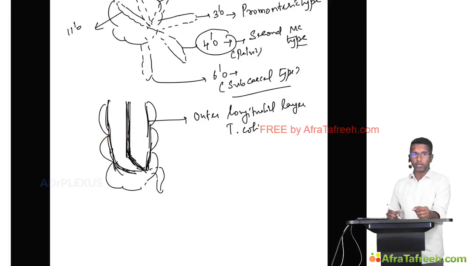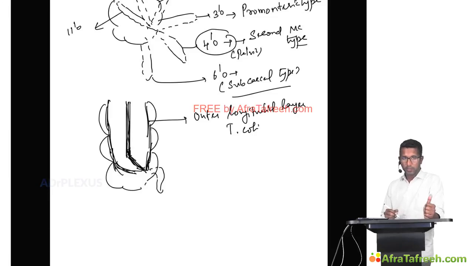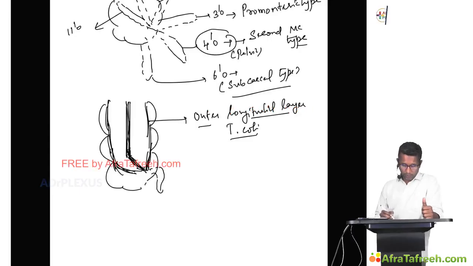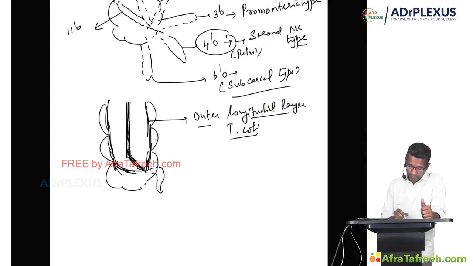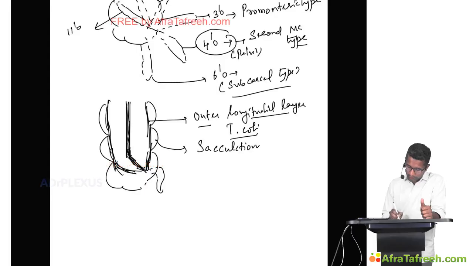So based on this, you can identify the base of the appendix. When the appendix is inflamed, you will have appendicitis, especially in this region. So this is one feature of the large intestine where you get tinea coli. In the large intestine, you will also have these dilations, which are called sacculations.